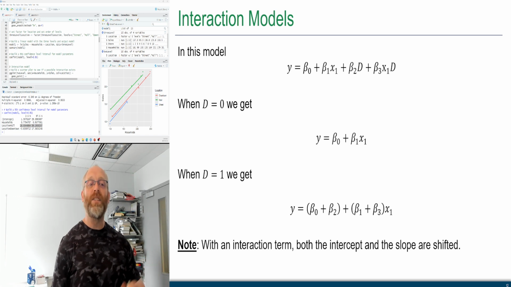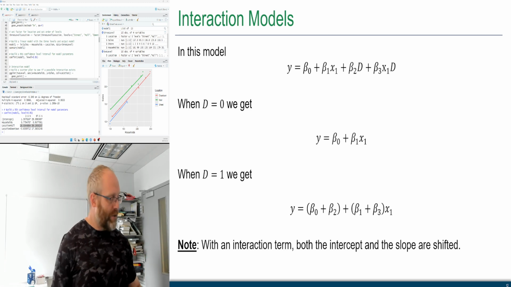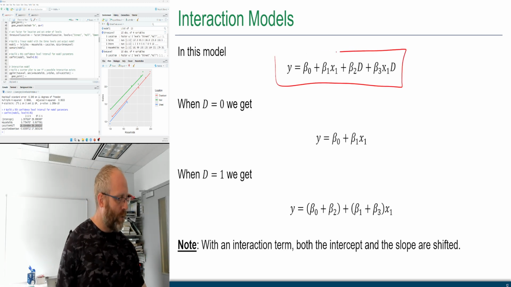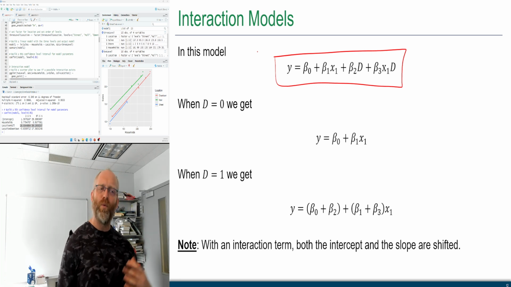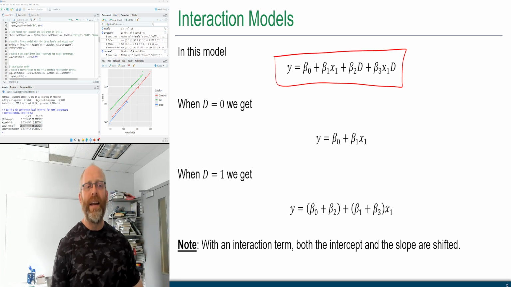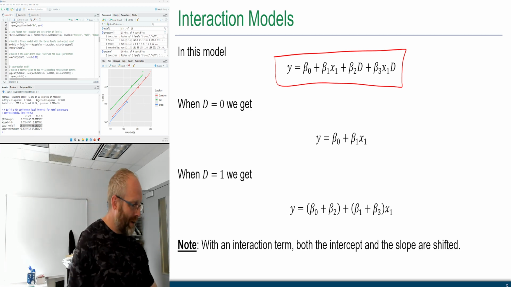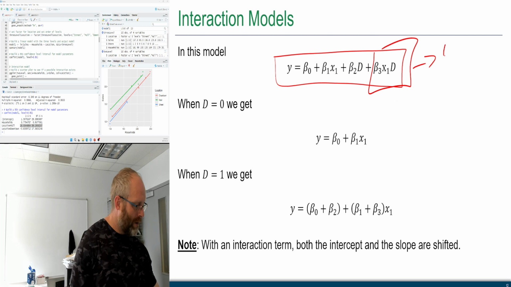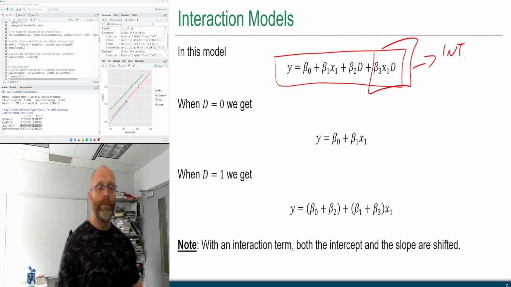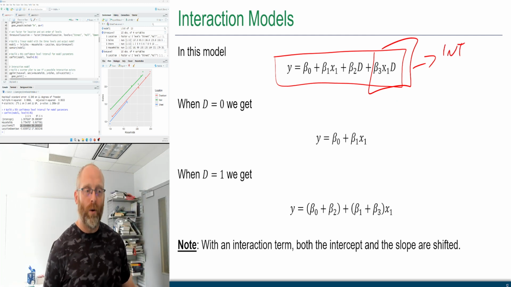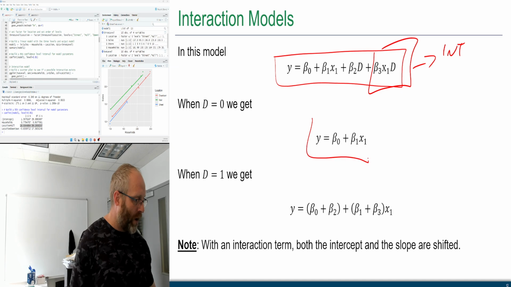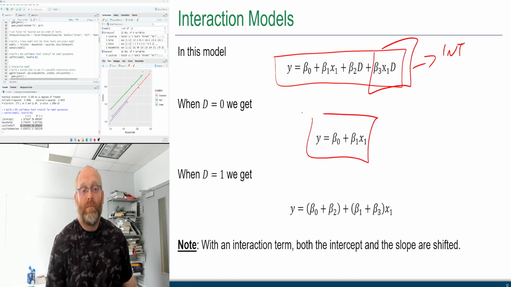So let's plug in the values for d. D can be 0 or 1, that's it. So this is our model, no change from what I had just before: beta naught plus beta 1 x1 plus beta 2 d plus beta 3 x1 d. This is my interaction term. So when I plug in 0, what am I going to get? Well, everything with a d is going to disappear. That is my third and fourth term, and I'm left with my original model, beta naught plus beta 1 x1. Just my line.